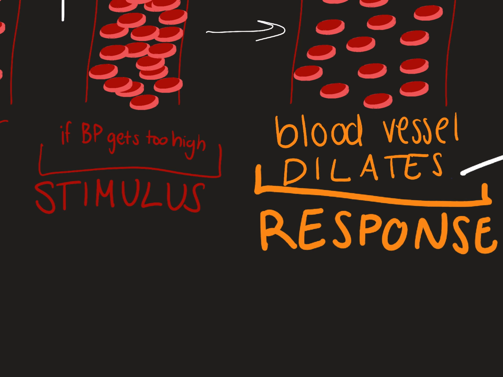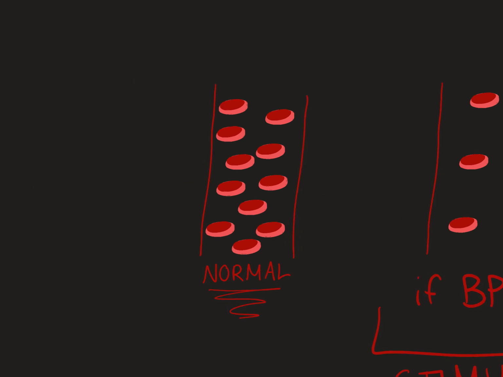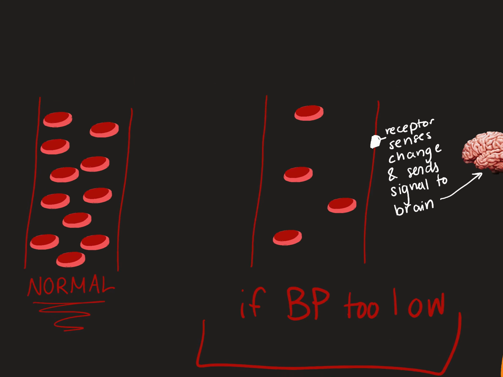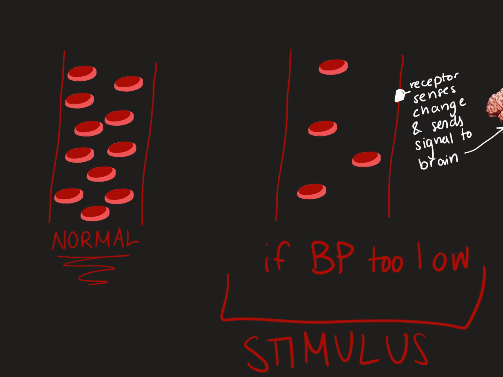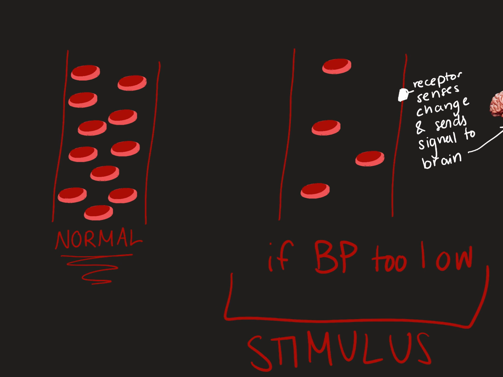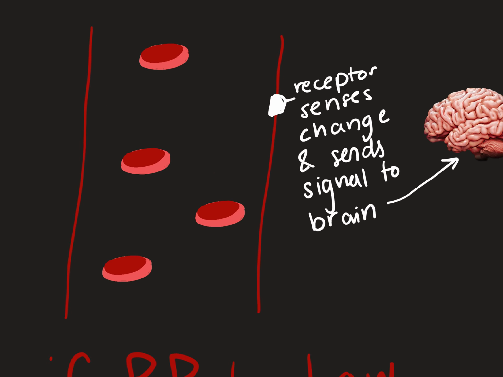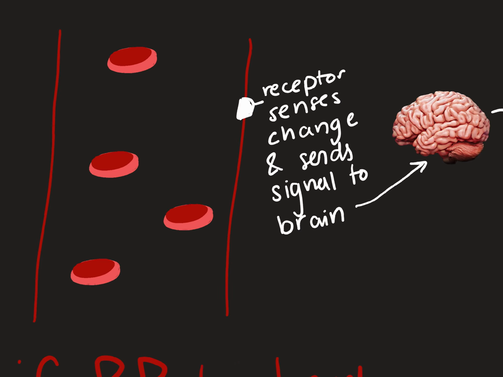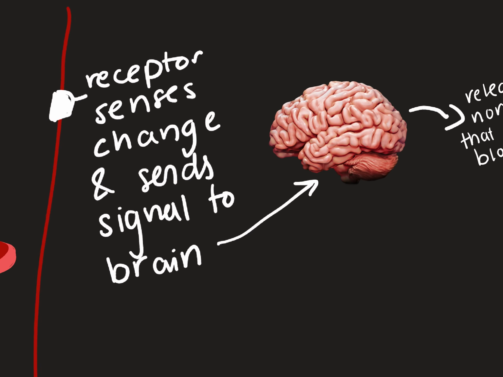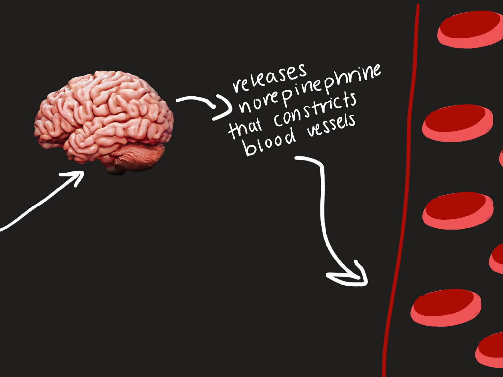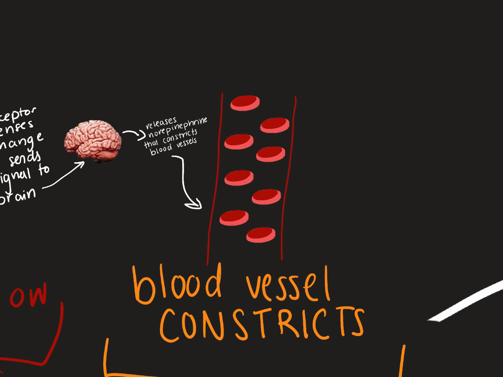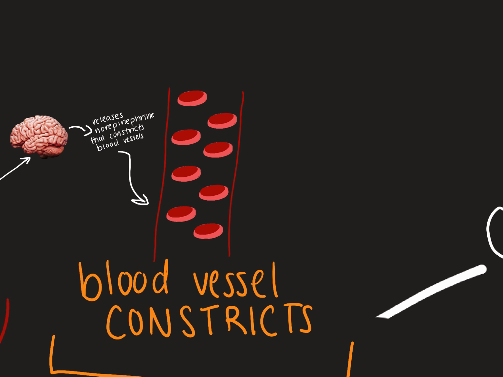What about on the other hand, though? Here's our normal, we start out normal, and then all of a sudden our blood pressure is too low. That would be our stimulus. Something's wrong and our body needs to respond. What happens in that case, and we're going to get into a little more detail here, is that a receptor on the blood vessel senses that change and sends signals to the brain. The brain is telling our body how to respond, and that happens by the blood vessel constricting.